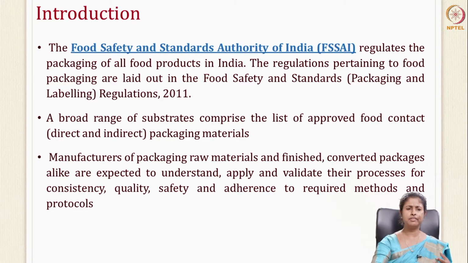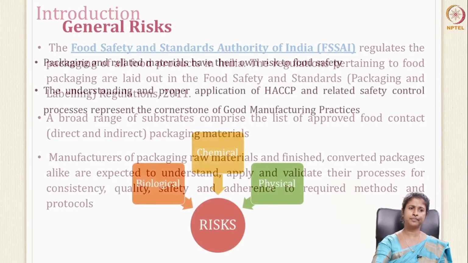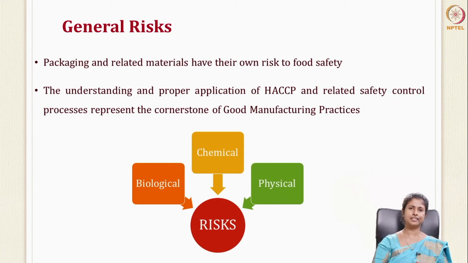They have also given a wide range of substrates that is approved to be of food contact. So these can be used as a food packaging material. It's very important that manufacturers of raw materials and the finished products are expected to understand, apply and validate these processes. Unless you follow this, it's very difficult to maintain the quality and the safety of these packaged products. Let's look at the risk that is coming through the food packaging.